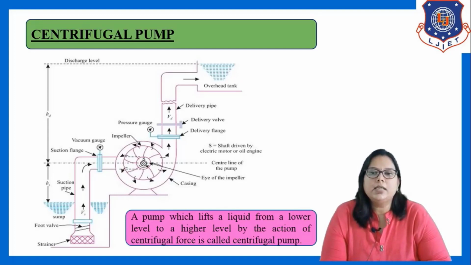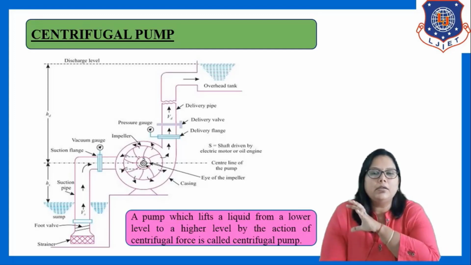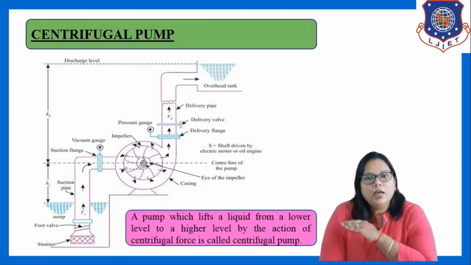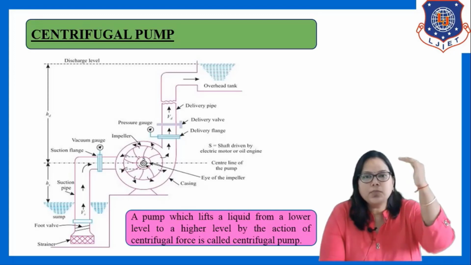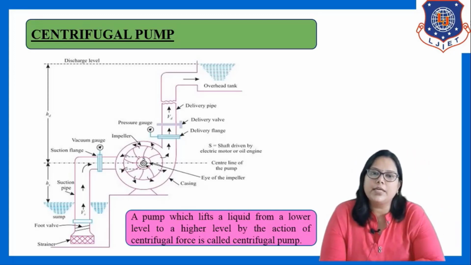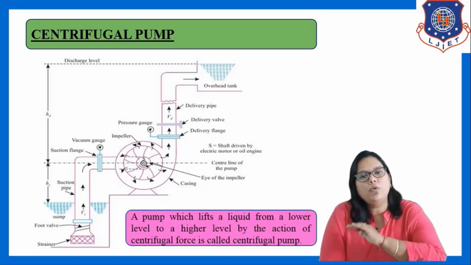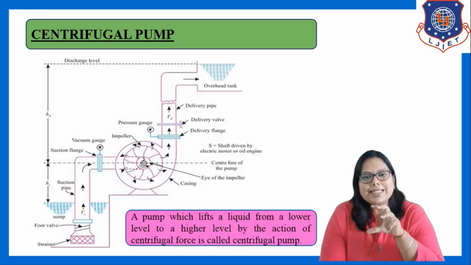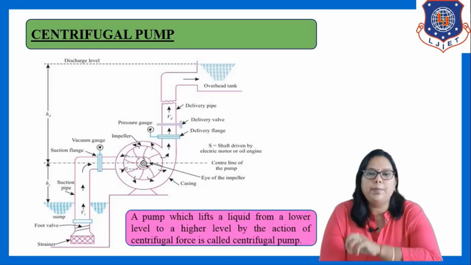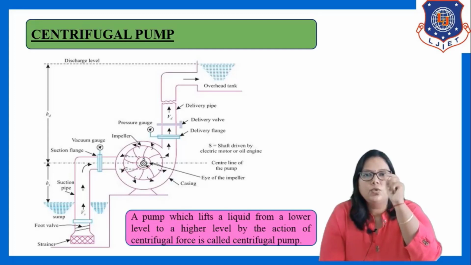First, let us discuss the construction of the centrifugal pump. You can see in the sketch of the centrifugal pump, this is the whole assembly, which includes the lower tank from where we are transferring the liquid to the overhead tank with the help of the centrifugal pump. The main centrifugal pump is in the middle part, which transfers the liquid from the suction line to the overhead tank.